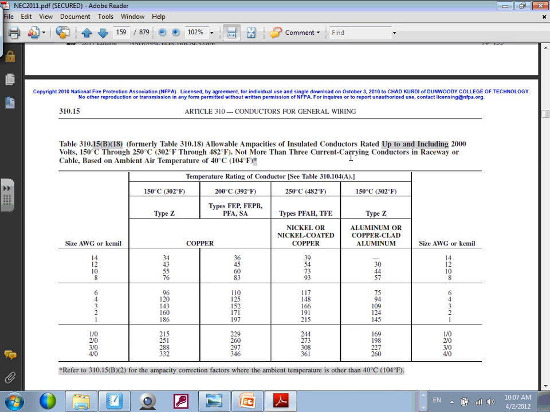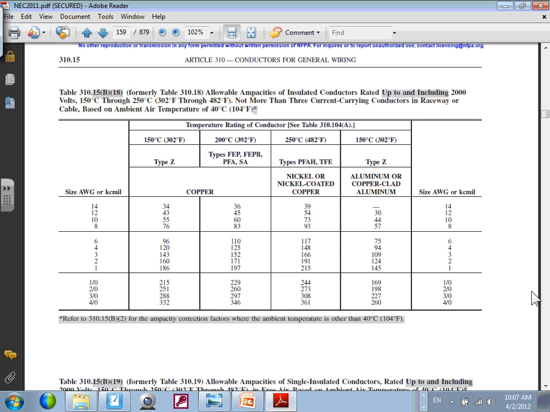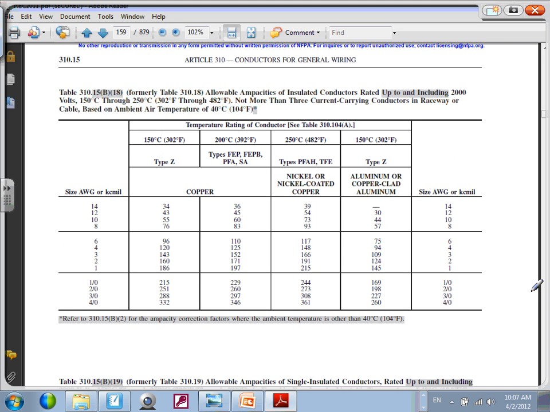Not more than 3 current-carrying conductors in a raceway or a cable. This is where I want you guys. This is so-called high temperature conductors. This table talks about high temperature conductors. First, look at this. The ambient temperature is rated at 40. Can you guys see the insulation types are weird now? I have a Z insulation, and I have all these weirdo insulation types. And look at the temperature, 150 to 200, 250, right? All these are weird insulation now.